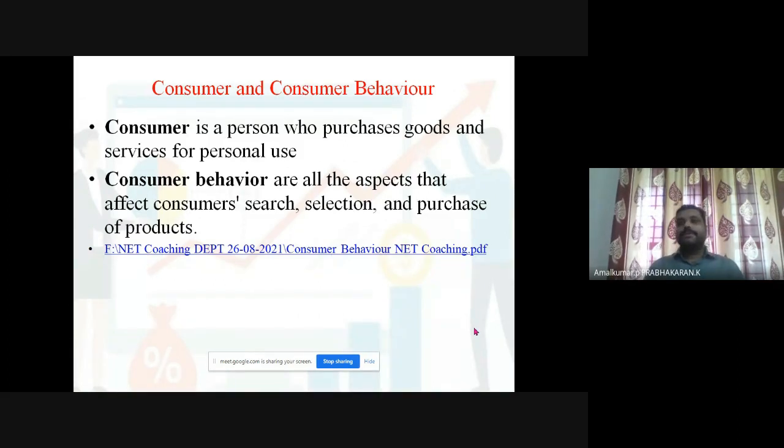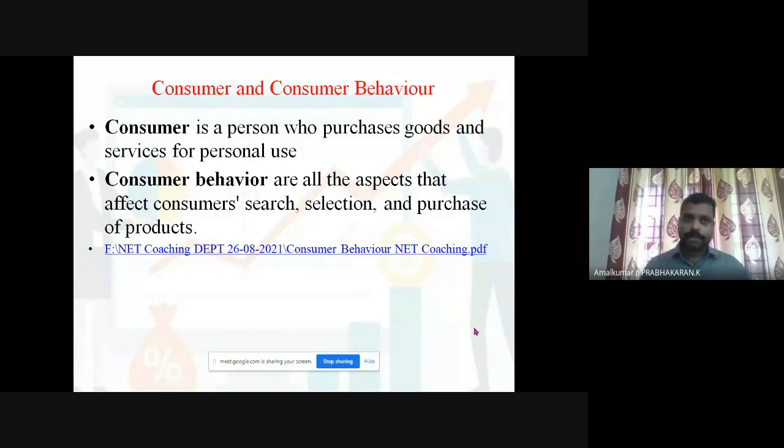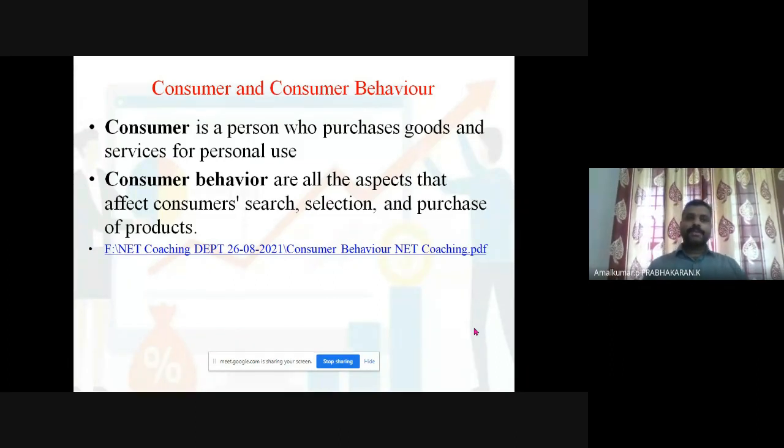Then we move on to consumer and consumer behavior. This is another topic in your NET exam syllabus. What is a consumer? A consumer is a person who purchases goods and services for personal use. So a consumer is a person who purchases goods and services for his personal use.